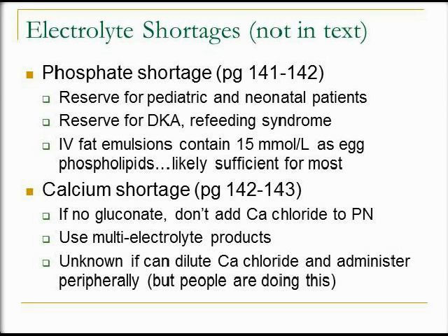So also, in terms of electrolyte shortages, the ASPEN society has some nice recommendations about this. For the phosphate shortage, you want to reserve your phosphate for your peds and your neonatal patients. You also want to reserve it for DKA and refeeding syndrome. Interestingly, IV fat emulsions for patients receiving parenteral nutrition or other IV lipids contain 15 millimoles per liter as egg phospholipids. This is likely a sufficient amount of phosphate for most patients. For the calcium shortage, if you don't have gluconate, don't add calcium chloride to your parenteral nutrition. You want to try to use multi-electrolyte products, and again, it's unknown if you can dilute it and administer it peripherally.